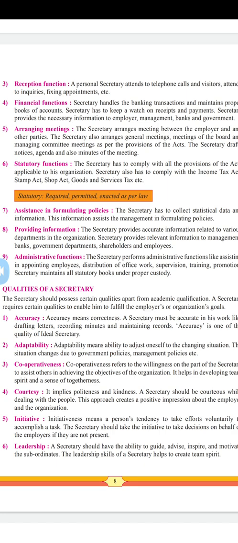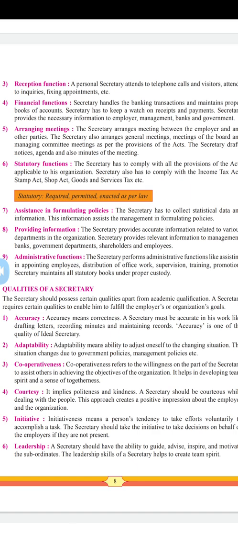Then, eighth function is providing information. The secretary provides accurate information related to various aspects relating to the different departments in the organization. Then, with related to the employees, all the information he knows. Secretary provides relevant information to management, then banks, government departments, shareholders, and employees.